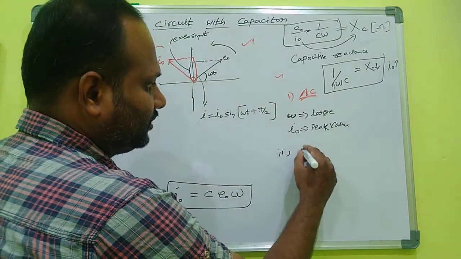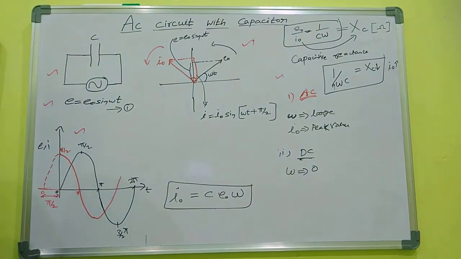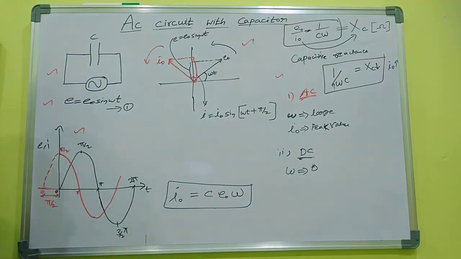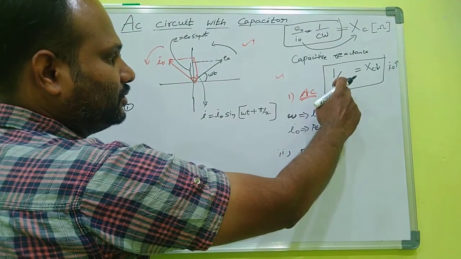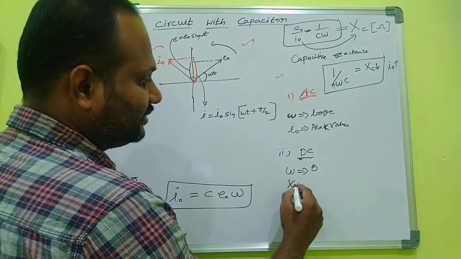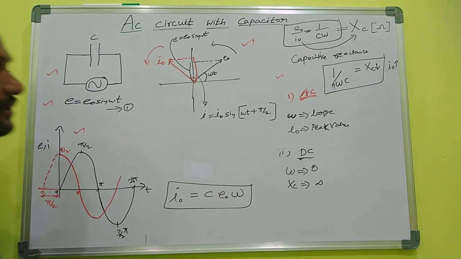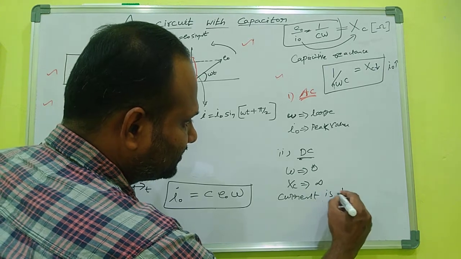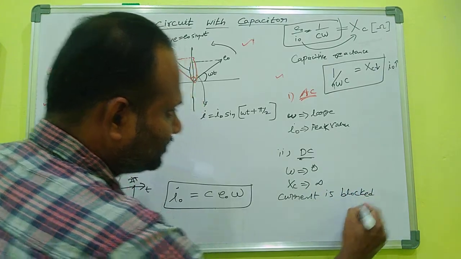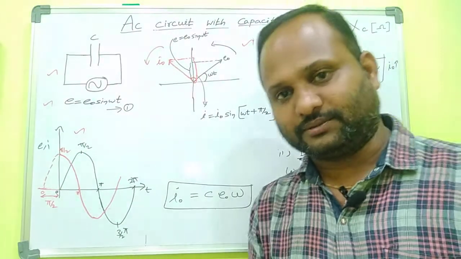Second, in case of DC, omega is 0. That means there is no frequency in the DC. If the frequency goes to 0, Xc, the opposition, goes to infinity. And when the opposition goes to infinity, the current is blocked. There is no current passing through the capacitor when the capacitor is connected to the DC circuit.